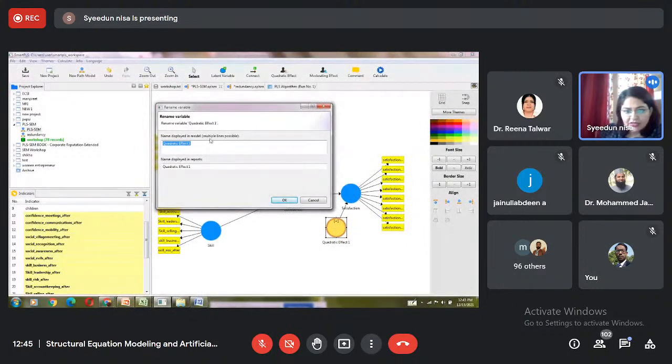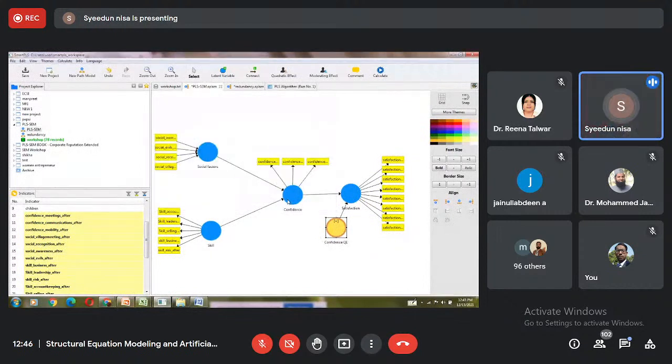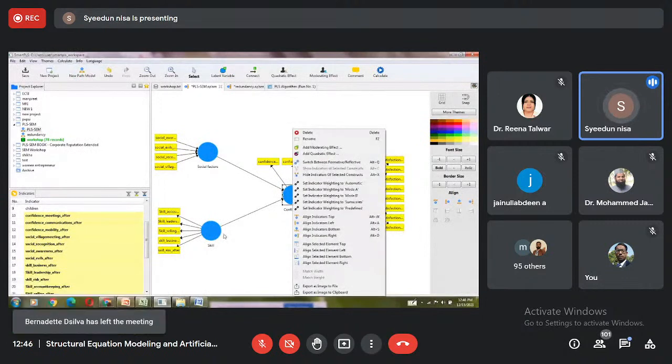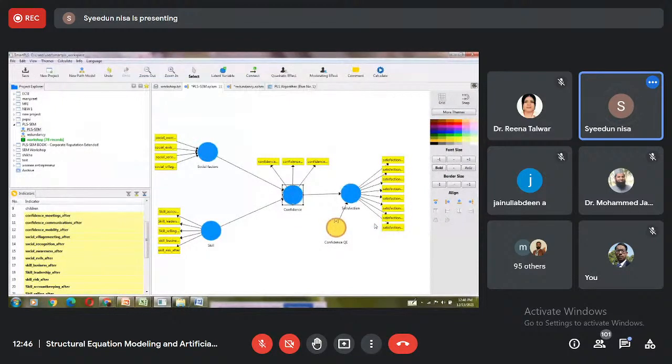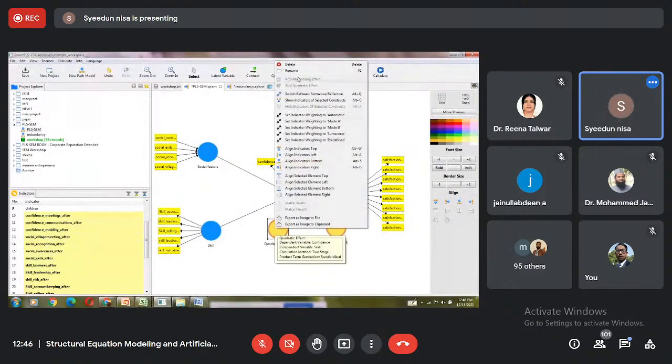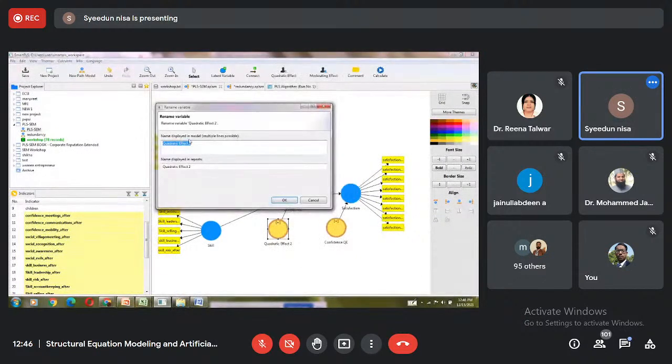Here we can add this for confidence. Okay, so this is confidence. So we have added a quadratic effect here. Now for confidence also, I'll add a quadratic effect, to see whether this relationship is linear or not. Again, I'll add a quadratic effect for confidence. This is skill, so I'll choose skill and then OK. We'll rename this quadratic effect skill.